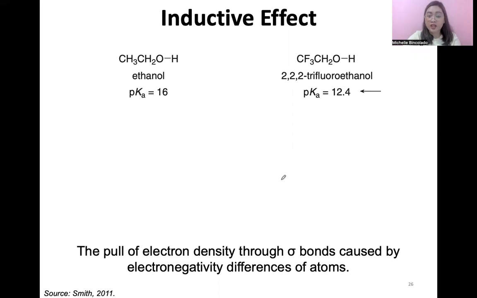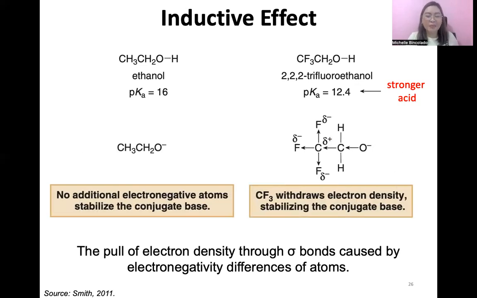So we have here two examples guys ng organic compounds, ethanol and 2,2,2-trifluoroethanol. So guys, based on their pKa values, we can say that 2,2,2-trifluoroethanol is the stronger acid. Actually, mas malilinawan tayo guys if we will look at their conjugate bases para mas makita nyo guys yung meaning ng inductive effect. For the conjugate base of ethanol, which is CH3CH2O-, there is no additional electronegative atoms that stabilize the conjugate base. Okay, di ba negatively charged yung mga conjugate bases natin? Dito guys, walang factor or walang component na mag-stabilize sa negative charge ng CH3CH2O-.